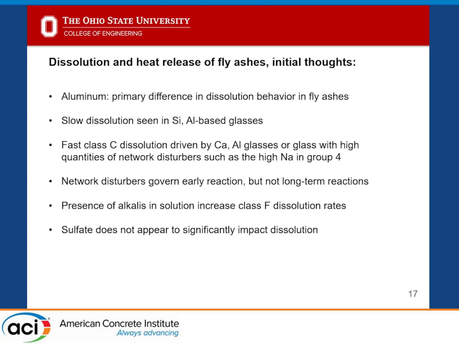Well, aluminum is the primary difference as far as dissolution from our systems goes. The silica and calcium dissolution are similar across all types of fly ash. We also saw that we have very slow dissolution in silica alumina-based glasses and faster dissolution from our class C ashes, which are driven by calcium aluminate glasses or glasses with high numbers of network disturbers. We also found out that our network disturbers govern early age reaction, but don't really have anything to do with the longer term fly ash reactions.